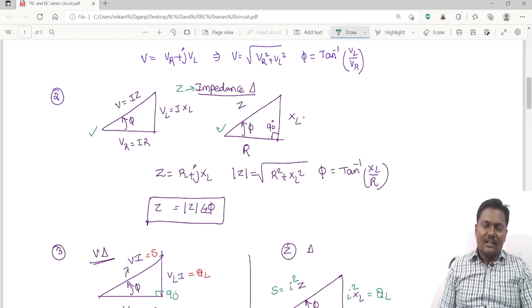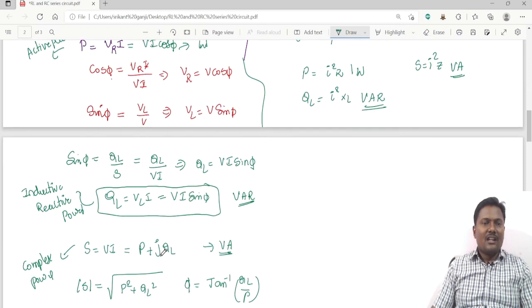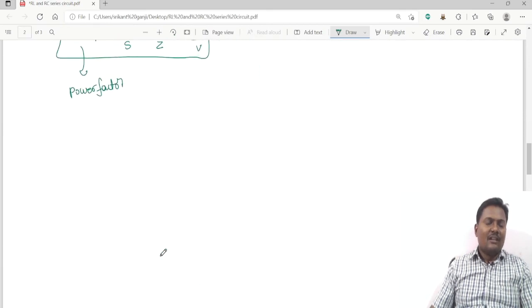XL we already derived when a single phase AC supply is given to L. So this is the inductive reactance. So the impedance triangle is over, the voltage triangle is over, and the next one is instantaneous power.